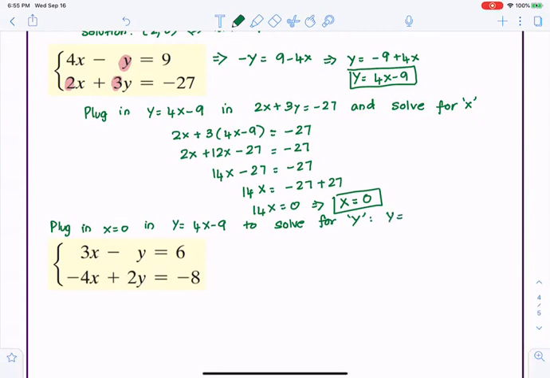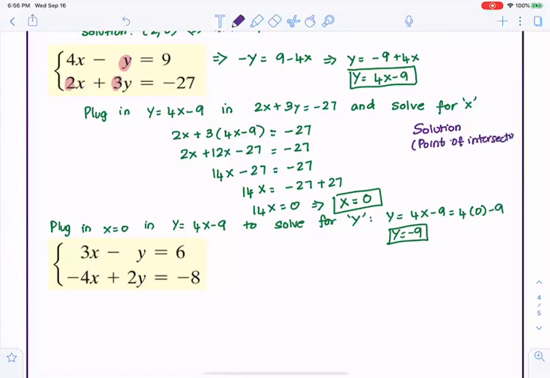So we know y is 4x minus 9. So 4 times 0 minus 9. 4 times 0 is 0. 0 minus 9 is minus 9. So we simply end up having minus 9. So the solution, which is the same as the point of intersection, is (0, minus 9).